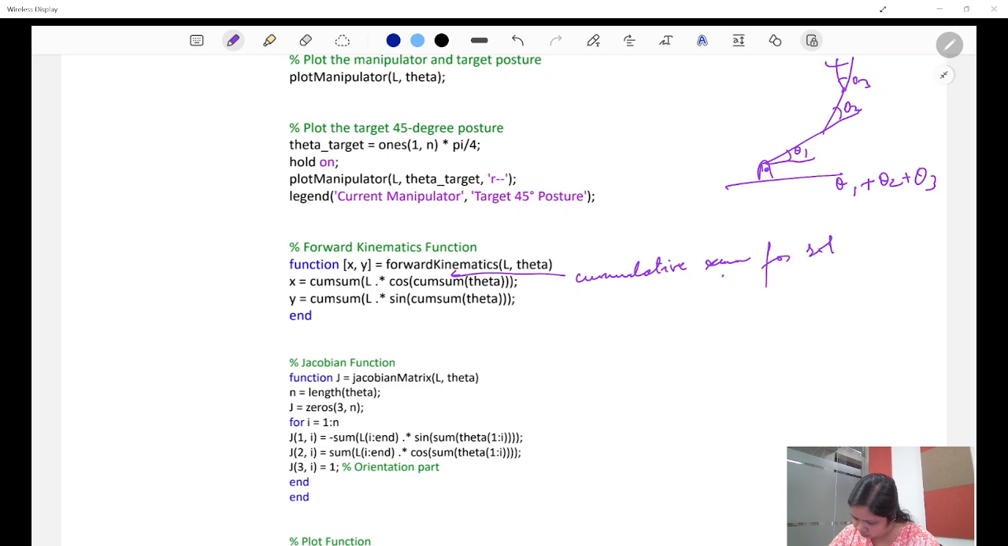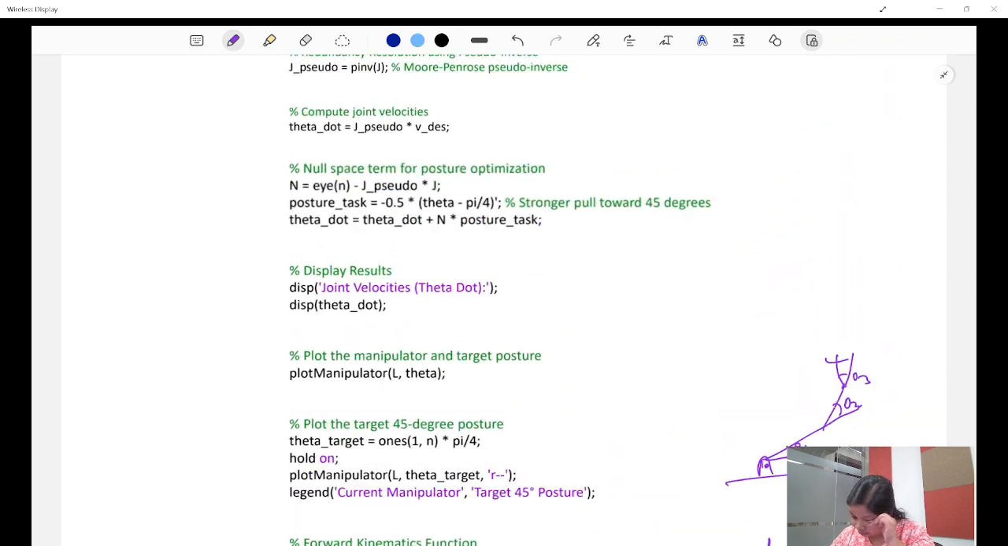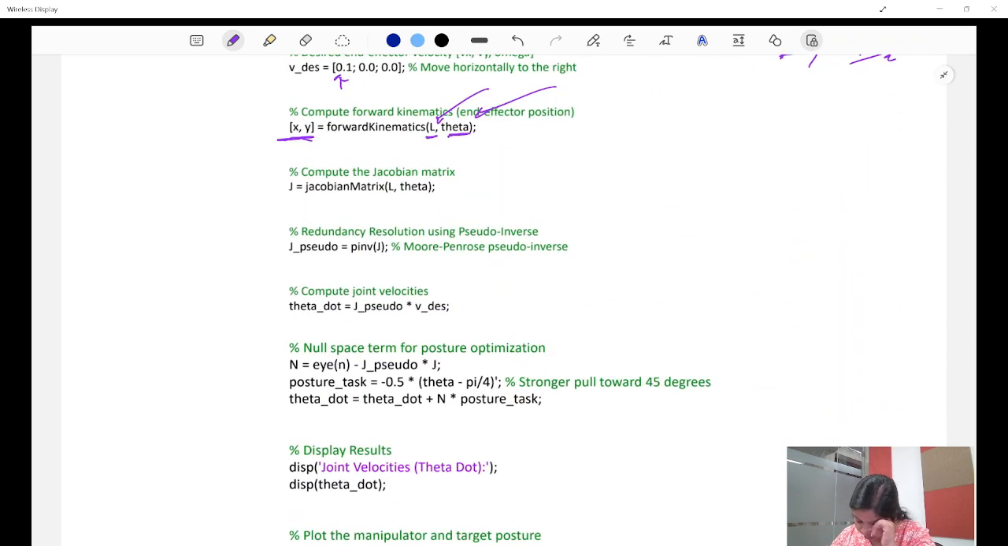For rotation of each link, and it is multiplied by L to compute x and y coordinates of each joint. That is why it is there in this way. All right, now when you understand this, then we can go to the next step.